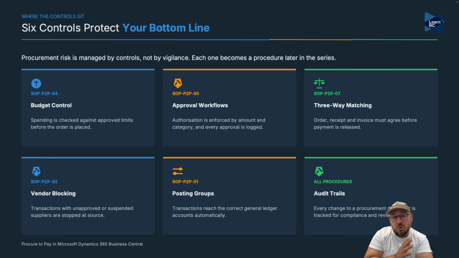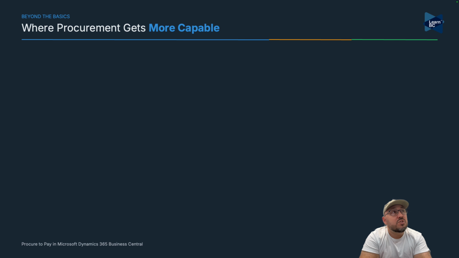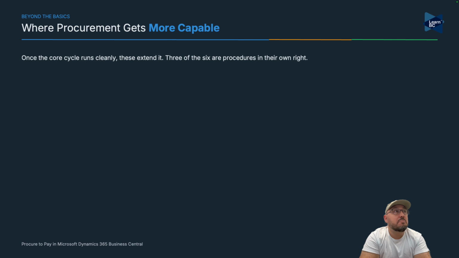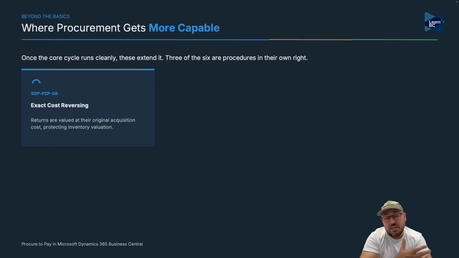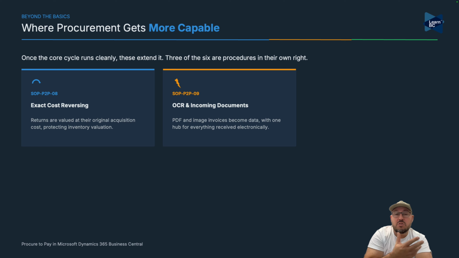And then you've got audit trails across all procedures, so the controls effectively protect your business. Where procurement gets more capable is the following: you've got the exact cost reversing. You've got your OCR and your agent AI-driven reading of documents and filling in the system with Microsoft Copilot.